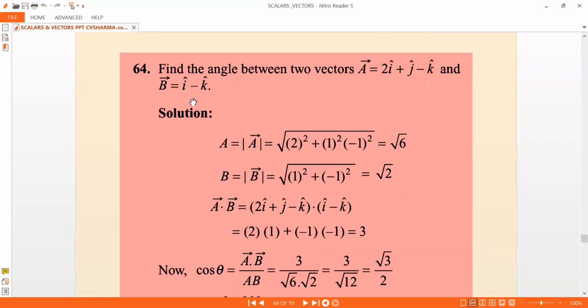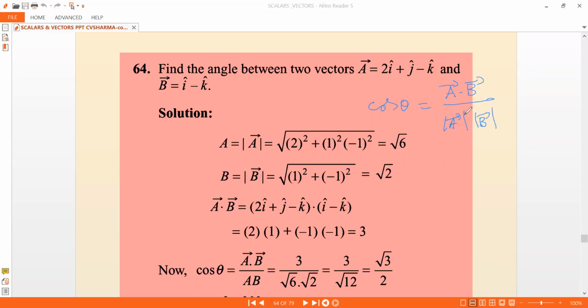So here we have a problem. Find the angle between the vectors a bar and b bar, as given. Finding the angle between the vectors is very simple. Cos theta, we have the formula, which is a bar dot b bar divided by mod a bar mod b bar. So this is the formula we use.